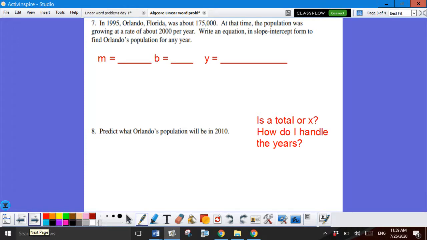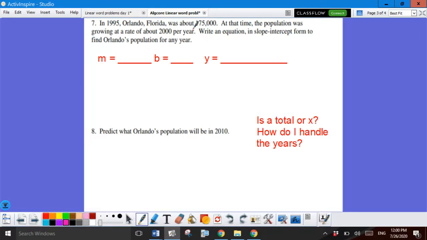All right, let's see if we can solve this problem all the way through. So hit pause, see if you can come up with the equation, and then try to figure out what Orlando's population will be in 2010. So in 1995, Orlando, Florida was about 175,000. At that time, the population was growing at a rate of about 2,000 per year. Write an equation in slope-intercept form to find Orlando's population for any year.